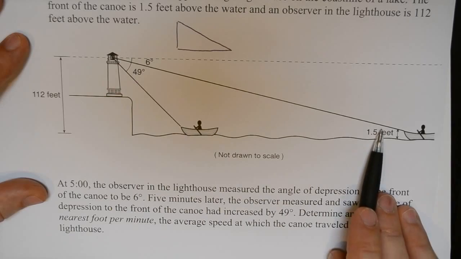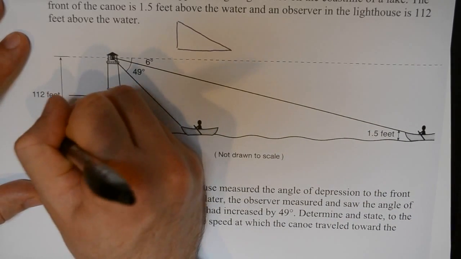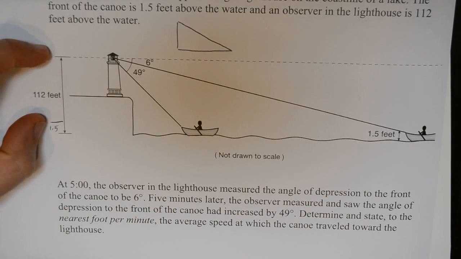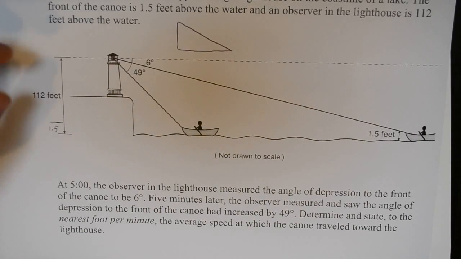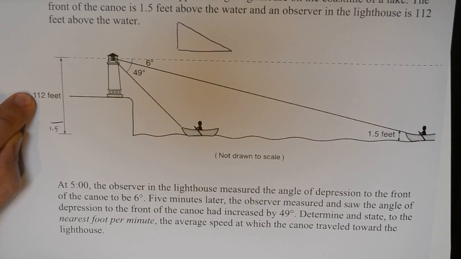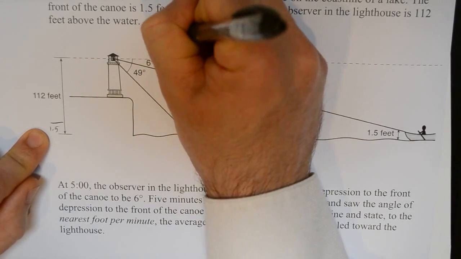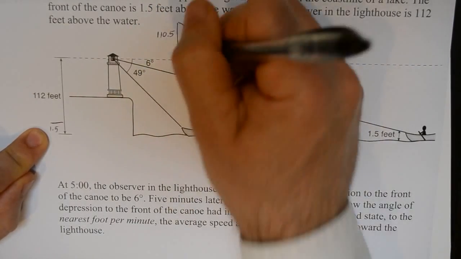Now, I don't want to deal with this 1.5 feet, so I'm just going to take it over here, right? If there's 1.5 feet over there, then how tall is the lighthouse compared to the front of the canoe? 112 minus 1.5, right? So that's 110.5. Hopefully that makes sense to you.